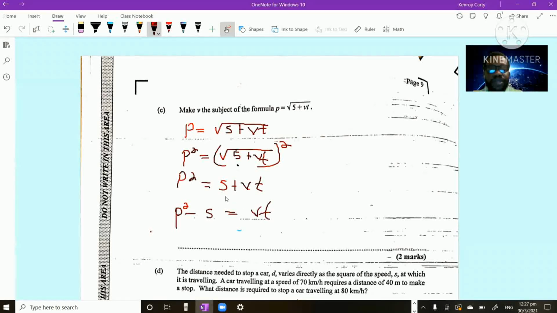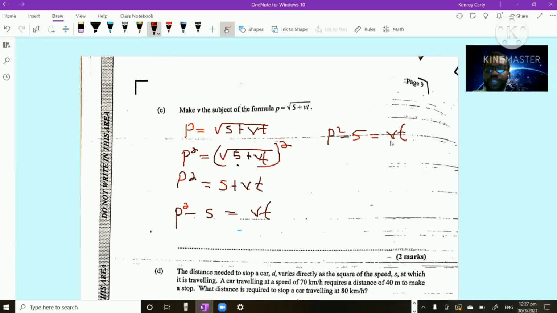I don't have to subtract it on the right because naturally that is what I would have done. So once you subtract it from both sides, it's going to be on the left. If you want, you can show it, not a problem. So you could have said 5 minus 5 plus VT. 5 minus 5 is 0. Now we have P squared minus 5 equal to VT.